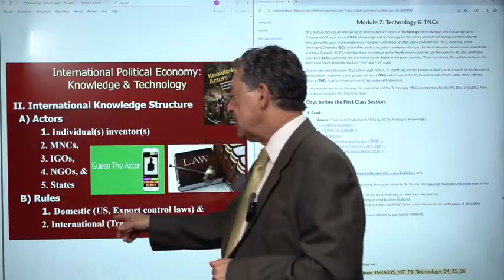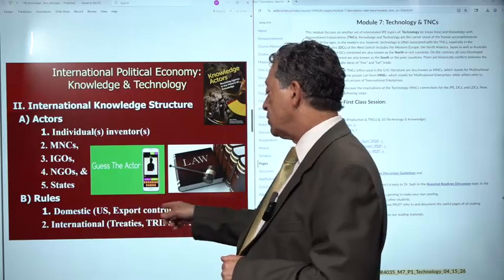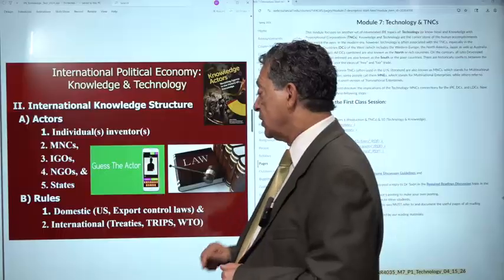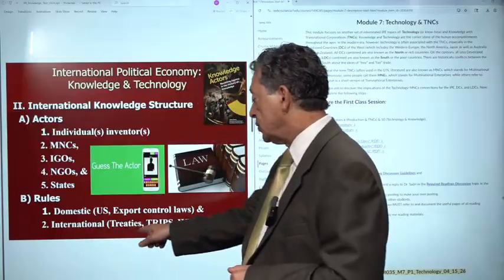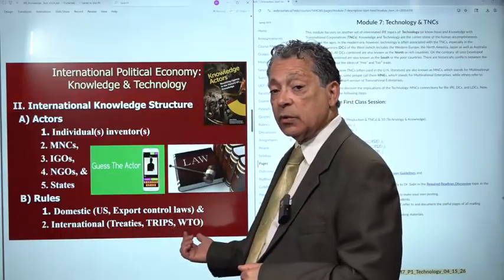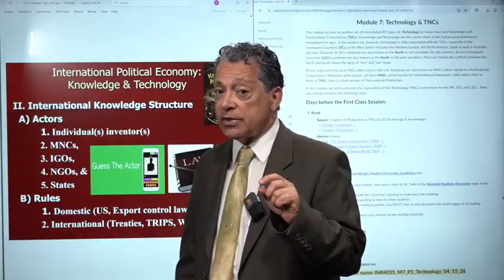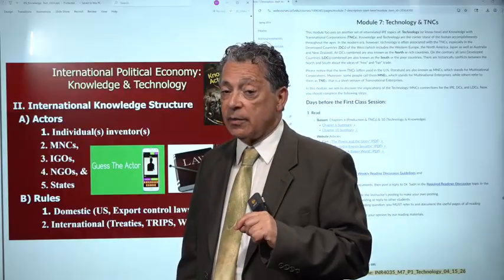So, here we go. The domestic aspect, which is the U.S. export control laws, that's very important. International one based on treaties and what? TRIPS and what? WTO. Remember WTO is, all right, World Trade Organization. We talked about this one before.